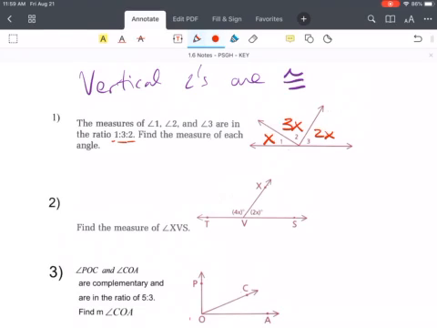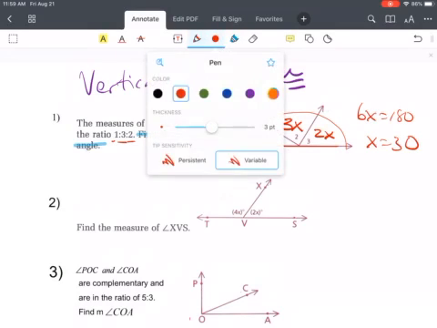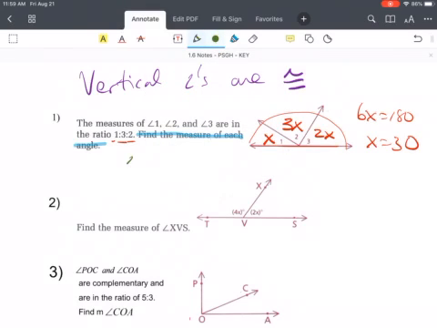And then because all three angles form a straight line, we add up all of our angles and we get 6x is equal to 180. So x is equal to 30. And then the directions say find the measure of each angle. So I'm going to plug 30 back into the problem here. And I'm going to get angle 1 is equal to 30 degrees. Angle 2 is equal to 90 degrees. And angle 3 is equal to 60 degrees.